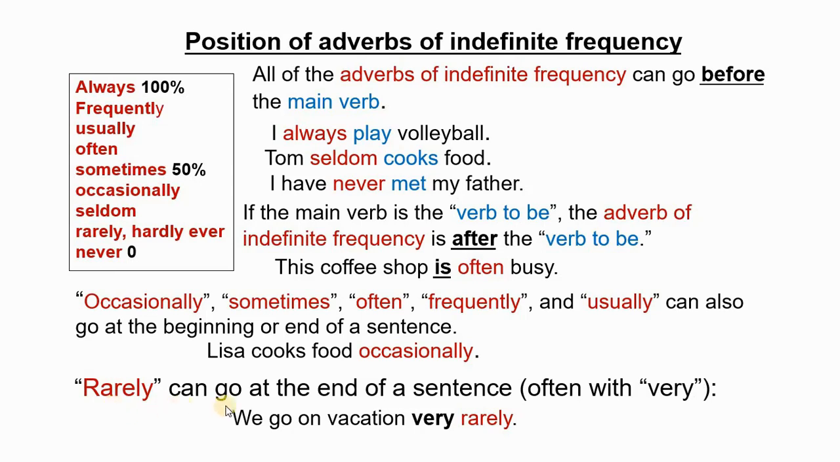Rarely can go at the end of a sentence, and we often put it with the word very. For example, we go on vacation very rarely. Alright? So, this is the general rule. This is an exception for the verb to be. And if you want to change the position of the adverb, then you can use the optional rules here.